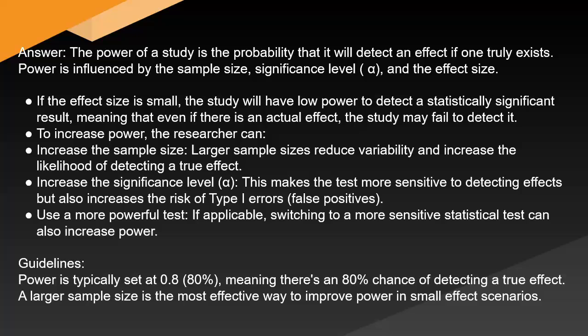Increase the significance level A. This makes the test more sensitive to detecting effects, but also increases the risk of type I errors, false positives. Use a more powerful test. If applicable, switching to a more sensitive statistical test can also increase power. Guidelines. Power is typically set at 0.8, 80%, meaning there's an 80% chance of detecting a true effect. A larger sample size is the most effective way to improve power in small effect scenarios.